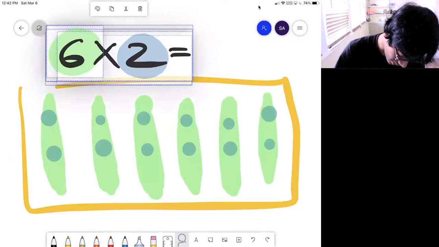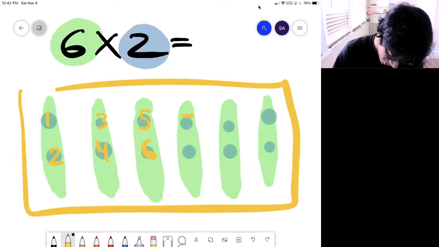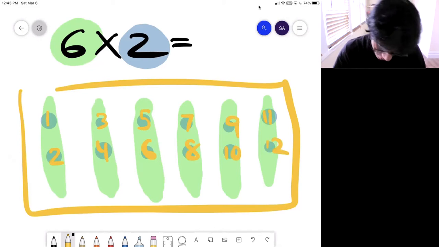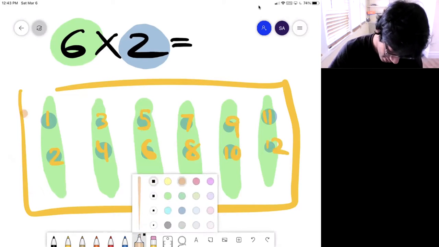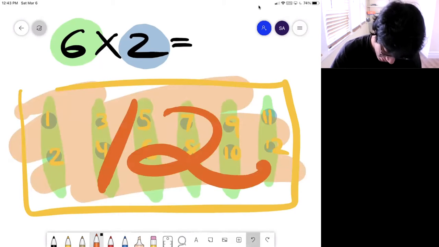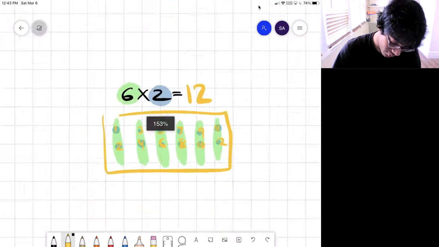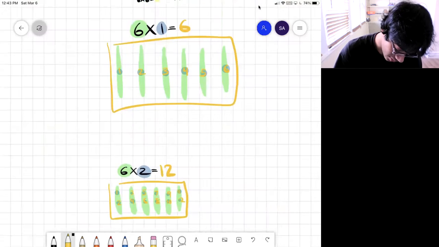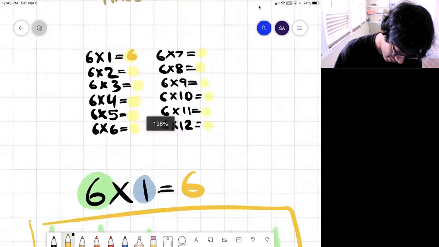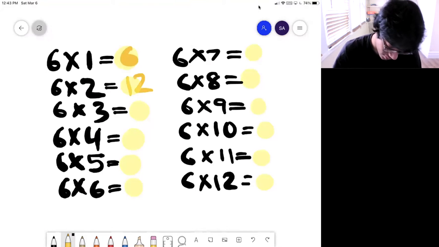So let's count it up. Let us count this up. We have 1, 2, 3, 4, 5, 6, 7, 8, 9, 10, 11, 12. You get the game by now. Now, how many dots in this whole shebang? Well, we just counted. There's 12 dots. And so what's 6 times 2? That's going to be 12. And so zoom back out, come over here, and we can write down what 6 times 2 is. 6 times 2 is just 12.